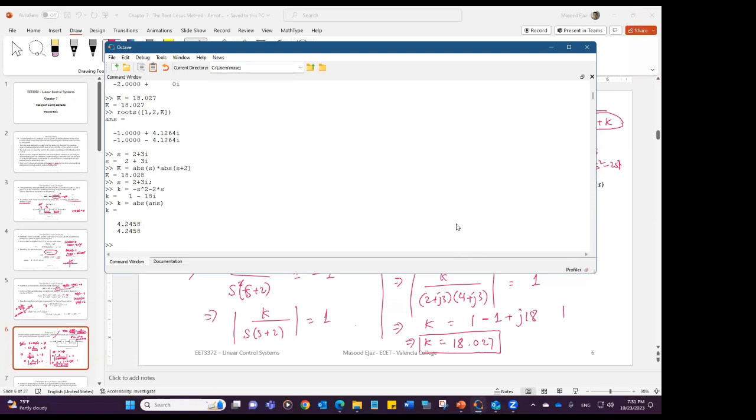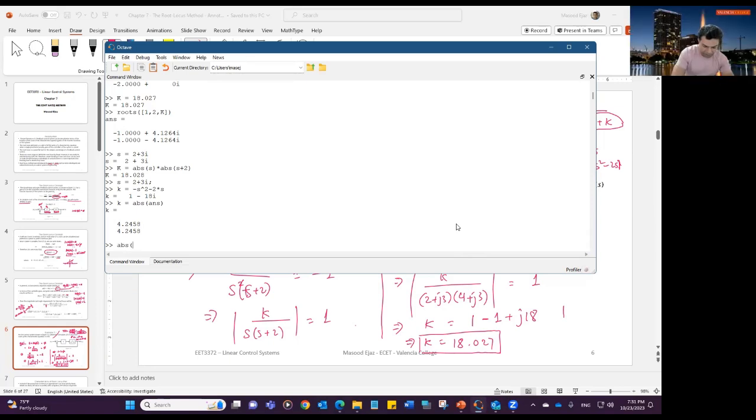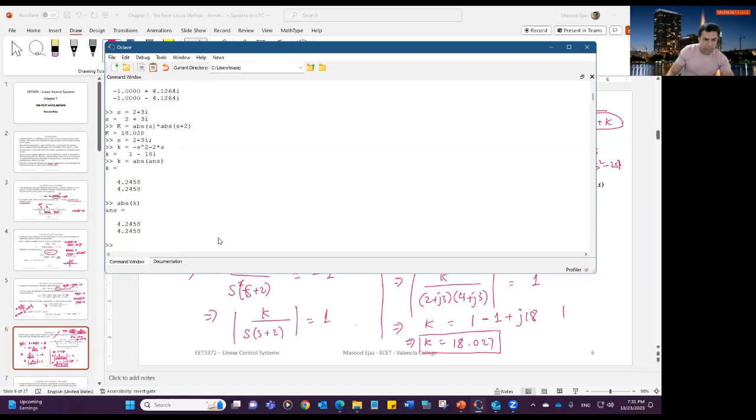So you did the absolute value of the answer. Oh, absolute value of the k. Sorry. Yeah, you're right. The answer is not the absolute value of k. K is not this. So hold on. K is equal to negative s square minus 2 times s, and the absolute value of k.